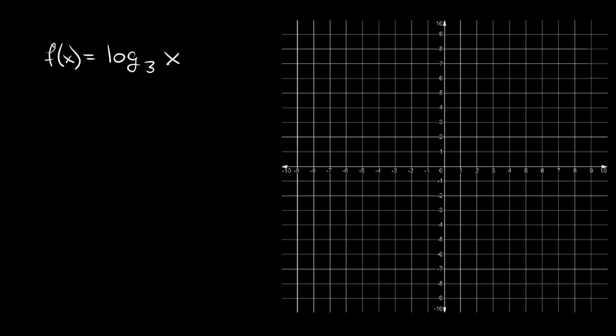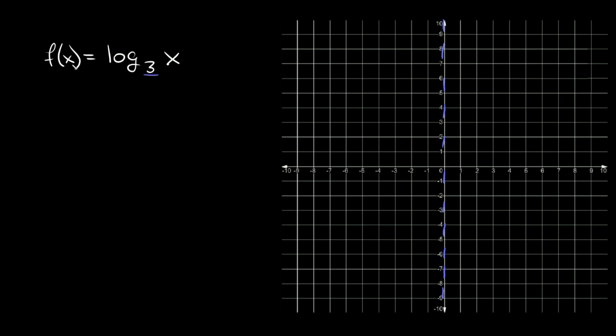All right, let's start with this one right here. f(x) is equal to log base 3 of x. Now, the first thing I want to mention is our asymptote, because all of our logarithmic functions always have an asymptote right here at x is equal to 0, or in other words, right along the y-axis. And that's true unless we move or shift the graph left or right.